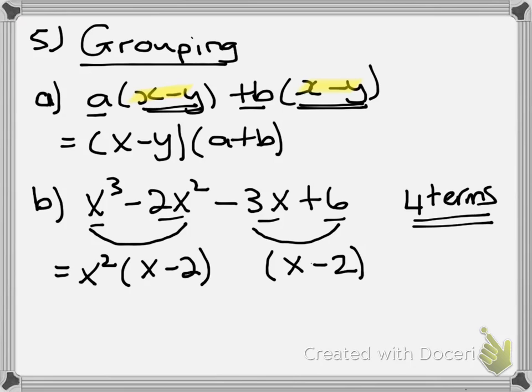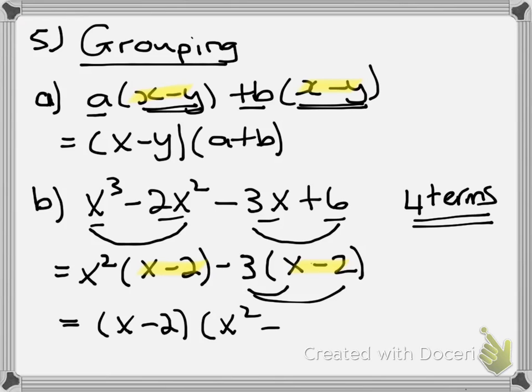So what can I take out from negative 3x plus 6 to be left with x minus 2 in parentheses? I take out a negative 3. When I multiply that out, I get negative 3x plus 6. Right? So now I have my two similar parentheses. That's my common factor. I put it up front. And I'm left with x squared minus 3.